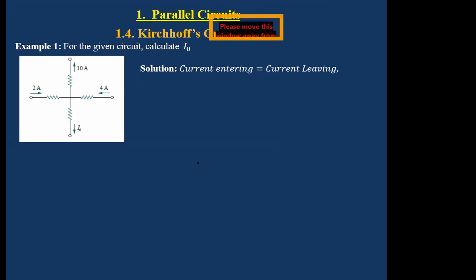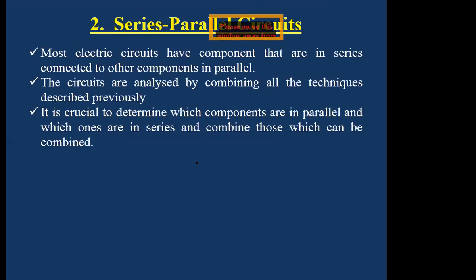So current entering the node should be equal to current leaving. So what currents are entering? It's 2 and 4. So 2 plus 4 amps should be equal to 10 plus I0. Then I0 becomes equal to minus 4 amps. So what does that imply?